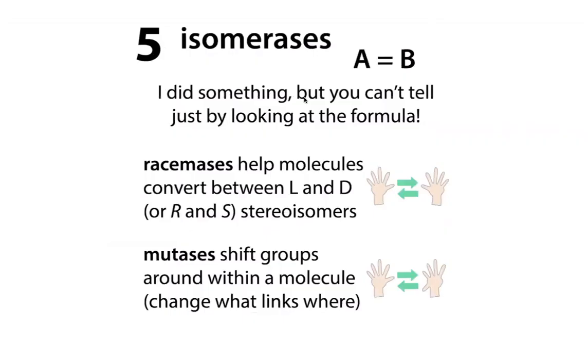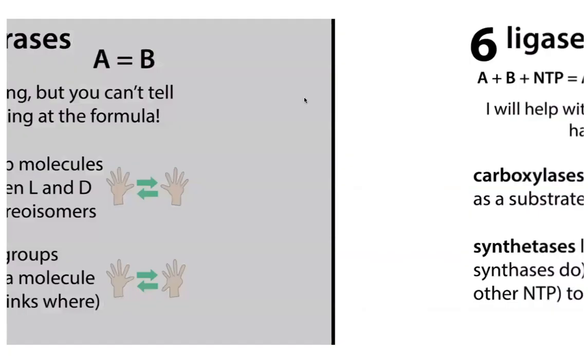Isomerases, these are either going to change between stereoisomers, which would be like a racemase, or what we're typically seeing, mutases, which are going to shift groups around within a molecule, changing what's linking where, but not actually changing the R/S stereoisomers. Which is good because that means we can tell them apart on a figure if we look and see which bonds are connected to what. If the number of atoms isn't changing, but the location of, say, a double bond is shifting from one place to another, that would be an example of an isomerization.